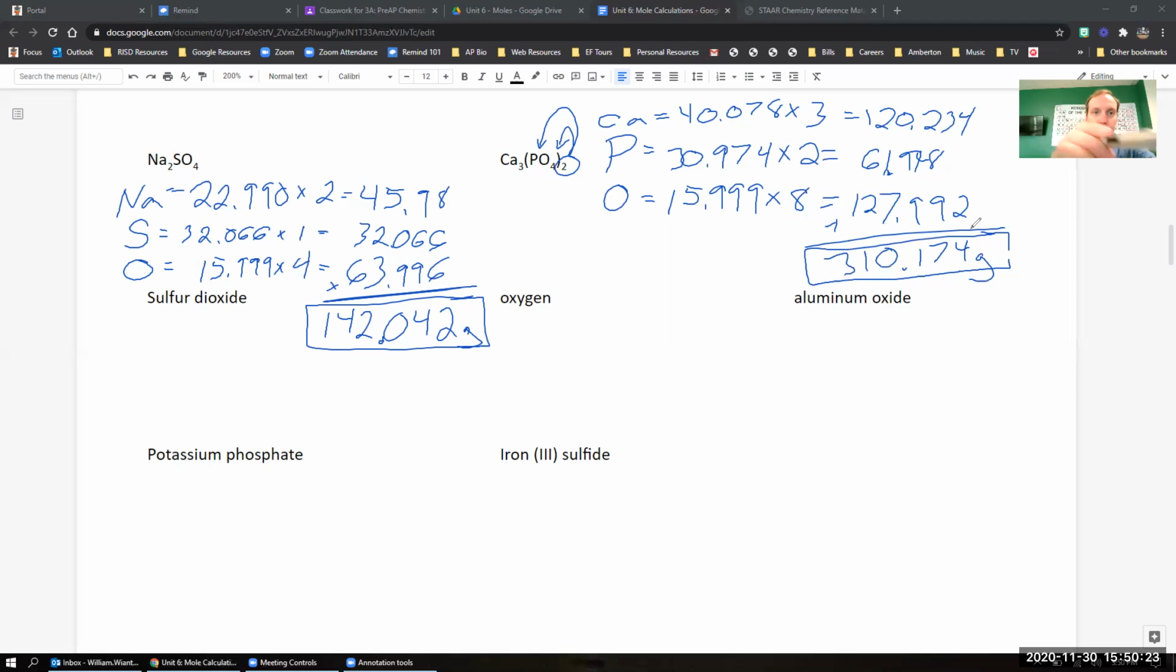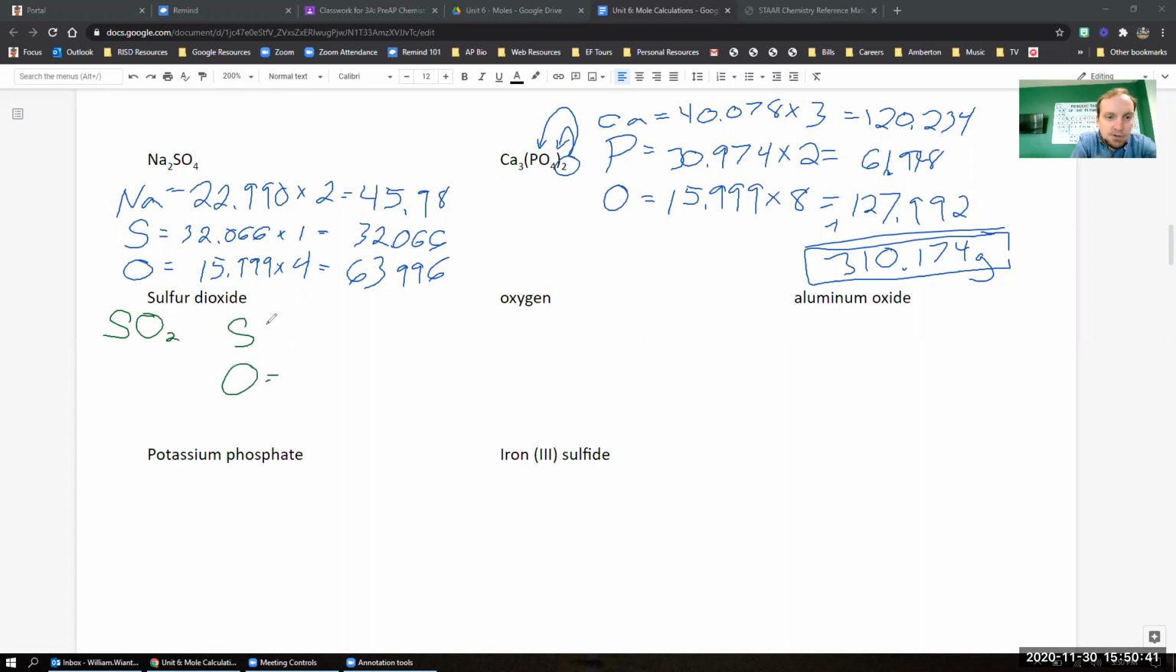Okay, the next one, we have calcium disulfide, or excuse me, sorry guys, sulfur dioxide. Sulfur is S, dioxide is O2, so SO2. Sulfur, of course, is 32.066. There's only one of those. Oxygen is 15.999 times 2, which is 31.998.